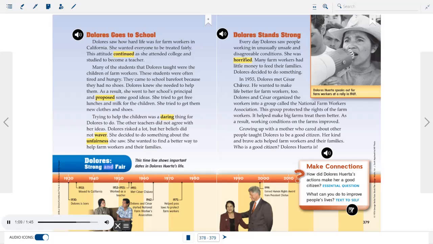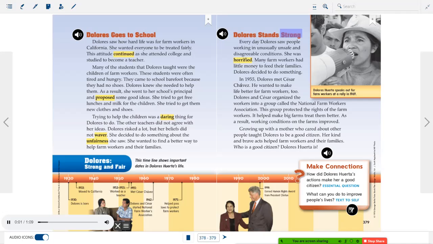Dolores, strong and fair. This timeline shows important dates in Dolores Huerta's life. 1930, Dolores is born. 1933, moved to California. 1953 through 1955, worked as a teacher. 1955, met Cesar Chavez. 1962, Dolores and Cesar started National Farm Workers Association. 1975, helped pass laws to protect farm workers.